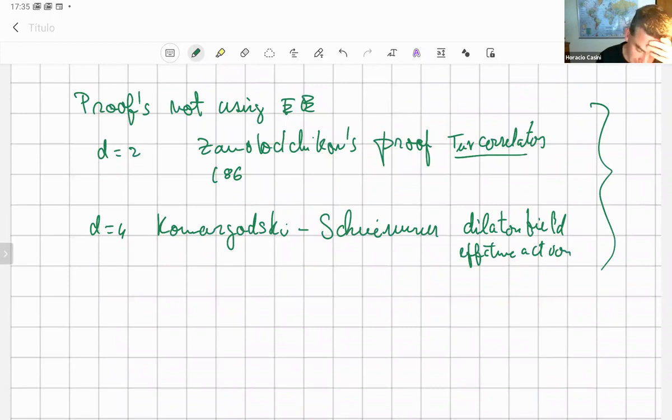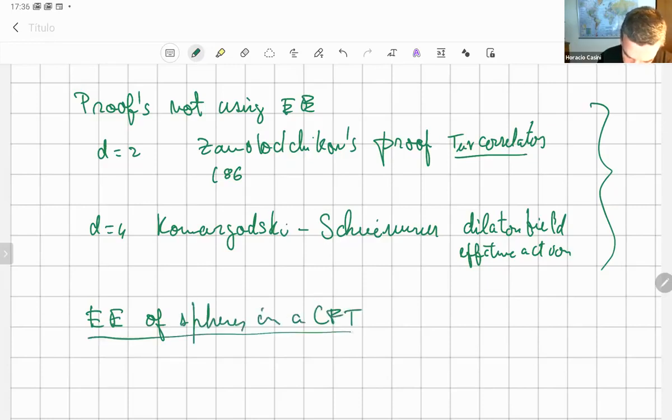And here we will use entanglement entropy, and we will use a different property. It's called strong subadditivity. But let me first describe what is the quantity that will result monotonic. For that, I will show more precisely what is expected for the entanglement entropy of spheres in a CFT.